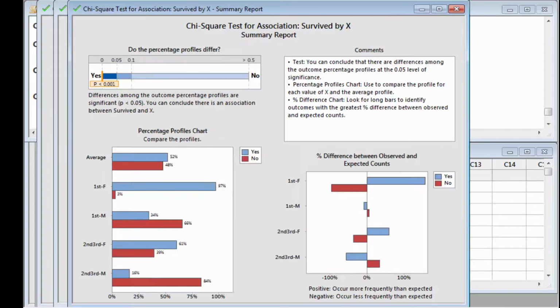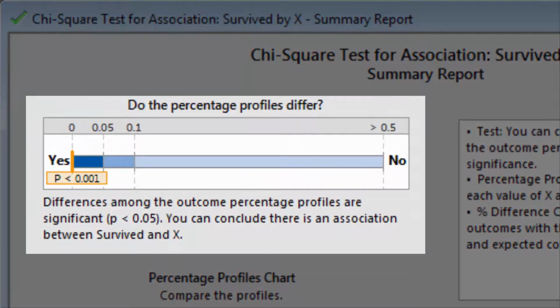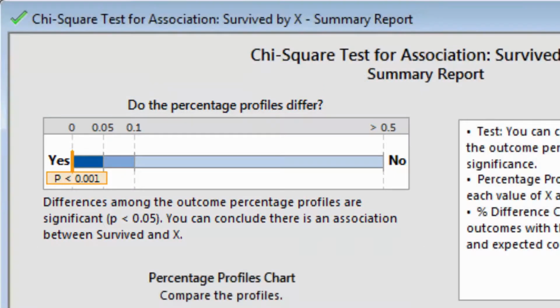The assistant produces a report card, a diagnostic report, and a summary report that gives you the test results without a lot of statistical terminology. You don't need a statistical background to understand this output. The report clearly reveals that there are statistically significant differences in the percentages of survivors across the 4 categories.